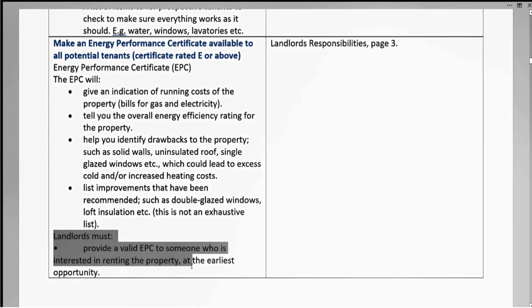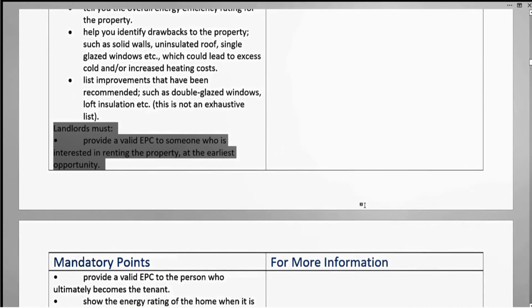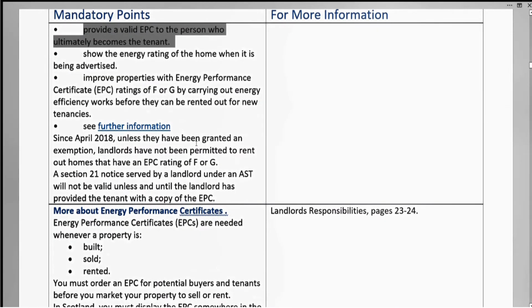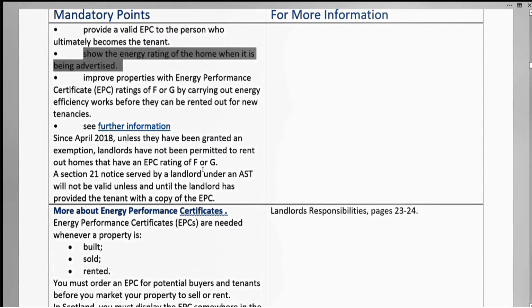Landlords must provide a valid EPC to someone who is interested in renting the property at the earliest opportunity. Provide a valid EPC to the person who ultimately becomes the tenant. Show the energy rating of the home when it is being advertised.